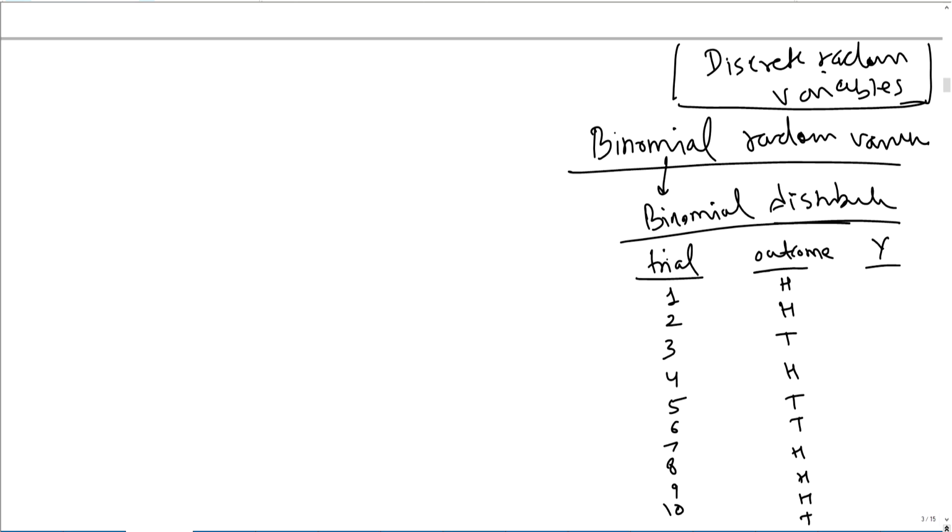Now, we need a random variable, otherwise we cannot operate on this. These are just heads, tails, heads, tails. So, let us say you have a random variable which will have a value, let us call it yi, because it indicates the ith trial. It would have a value 1 if it is heads, and it would have a value 0 if it is tails.